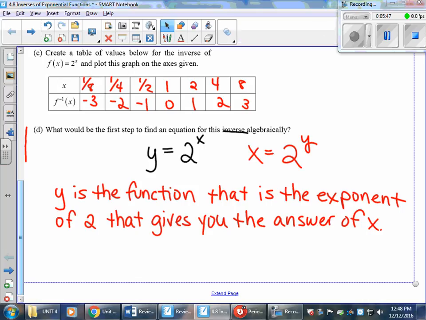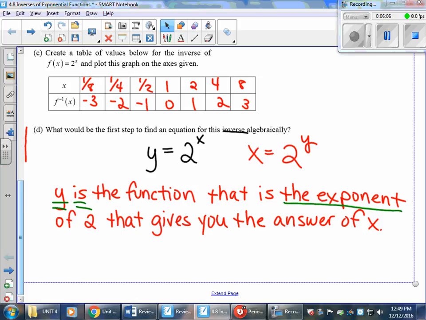That's a little confusing, but there's really no other way to define this. So y is the function that is the exponent. So that's really important to say here. So y is the exponent. Okay?